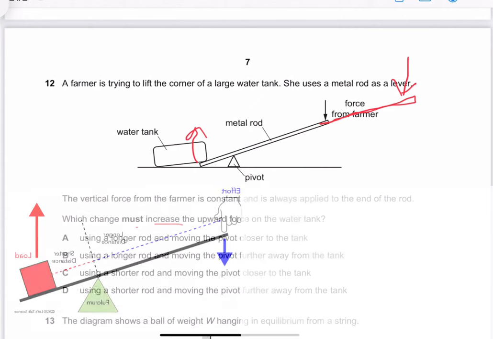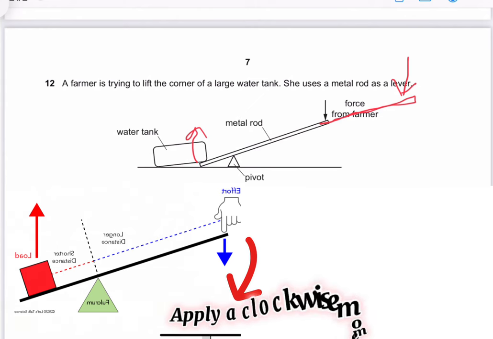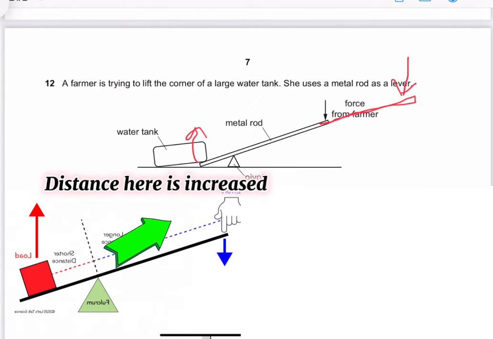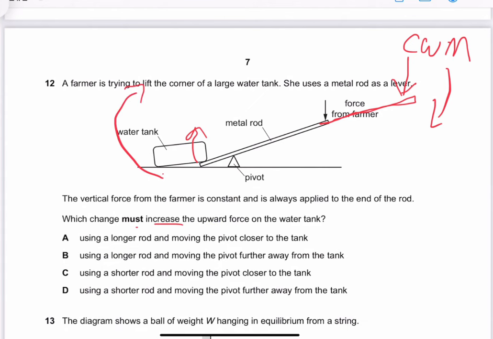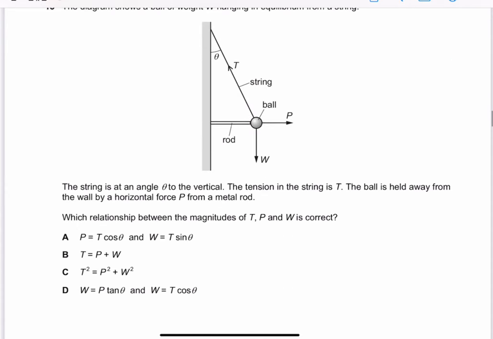Because they're applying a clockwise moment on this side, so there must be a greater anti-clockwise moment on the other side. Because they've increased this distance, meaning that the clockwise moment in this direction is greater, that would also mean that this force is also greater. So the farmer must use a longer rod, meaning that C and D are already wrong, because the rods are shorter, and the pivot must also move closer to the tank. So the closer it is to the tank, the longer this distance actually is. If you move it here, it doesn't make much difference, because by increasing a longer rod and moving it further away from the tank, you've done nothing. So you need a longer rod and you need to move the pivot closer to the tank. The answer becomes B.